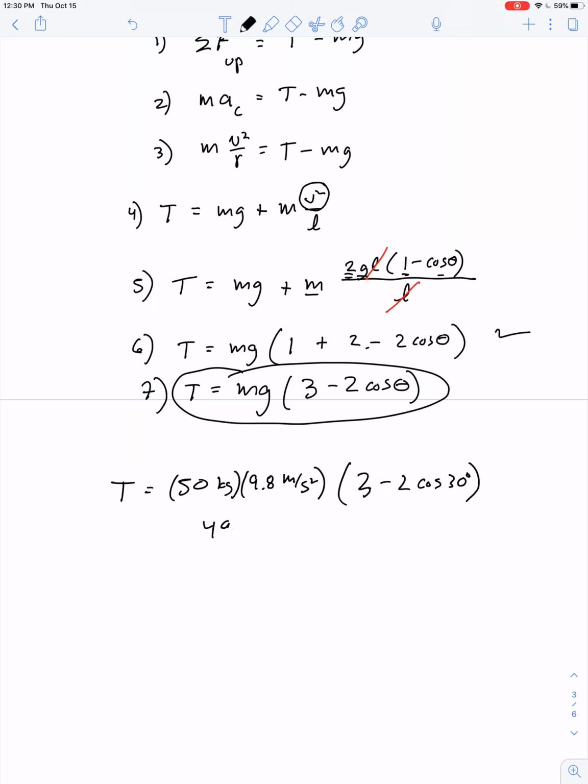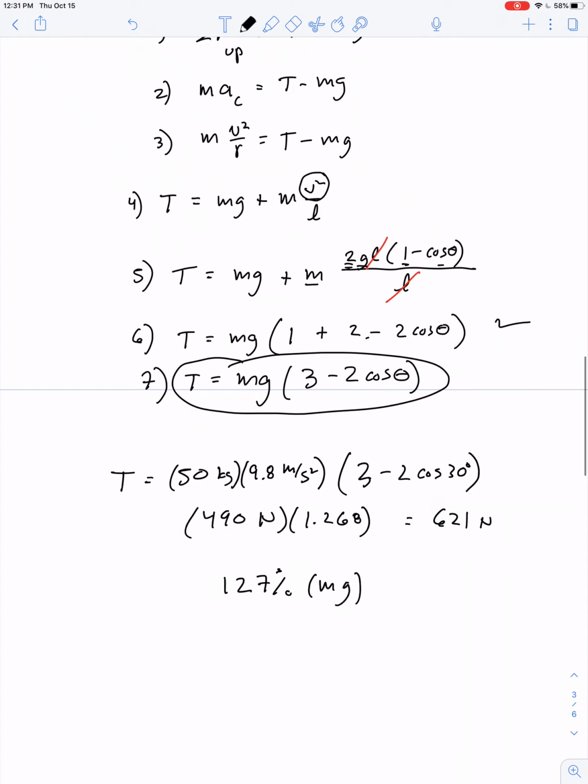So we get 490 newtons times 1.268, which equals 621 newtons. Or another way to think of it is the tension would be about 127% of the person's typical weight.